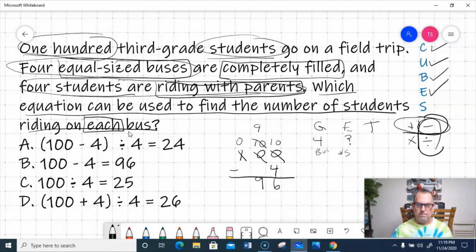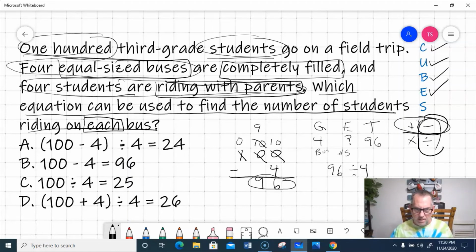Okay, and do I know the total? Yes, I do know the total. We figured it out right here. There are 96 students total riding the bus on the field trip. So whenever I'm talking about equal groups and I know the total, that automatically tells me it's going to be a division problem. So the division problem that I'm going to solve is 96 divided by 4. And we can do the related multiplication fact to that.